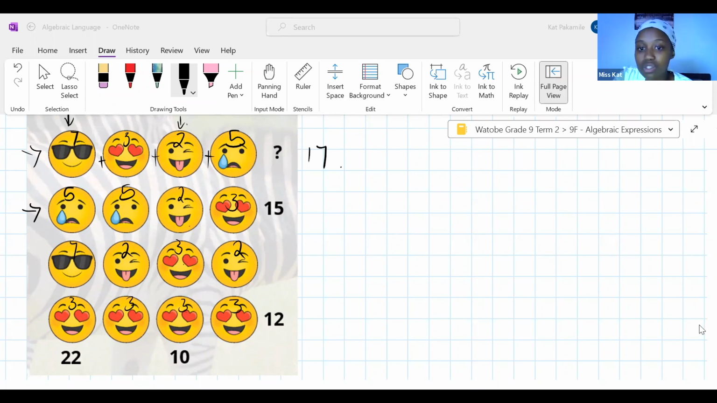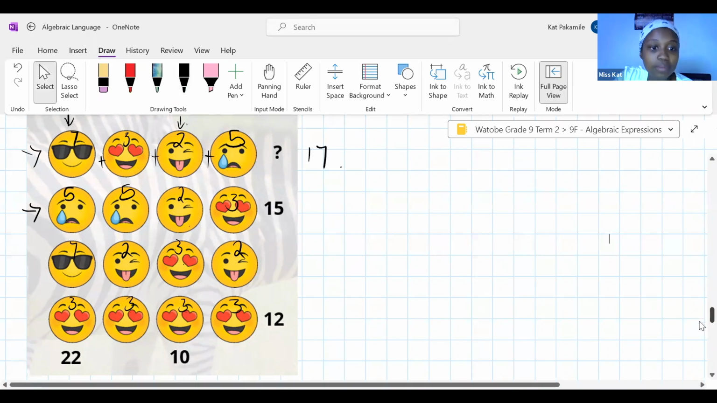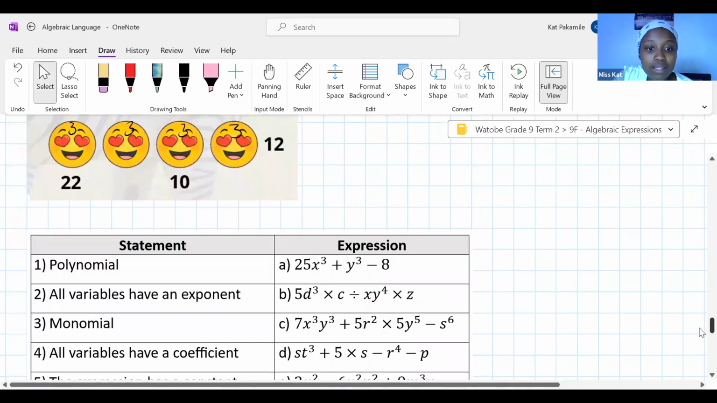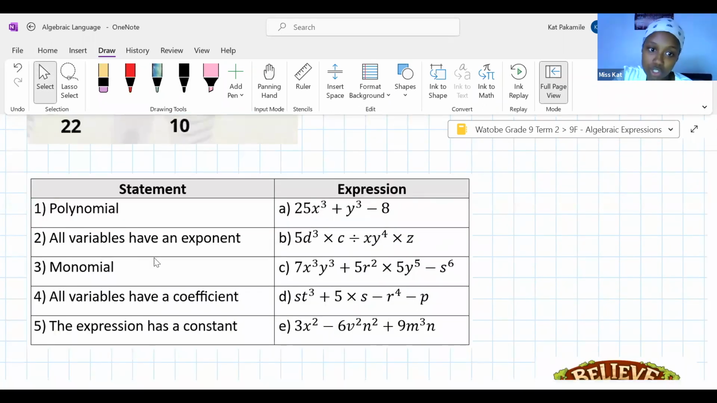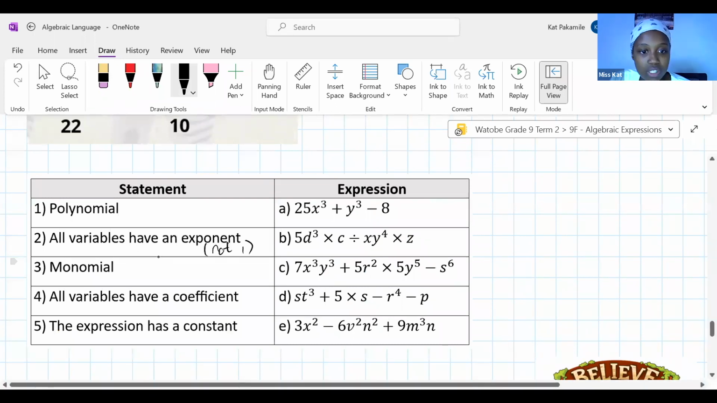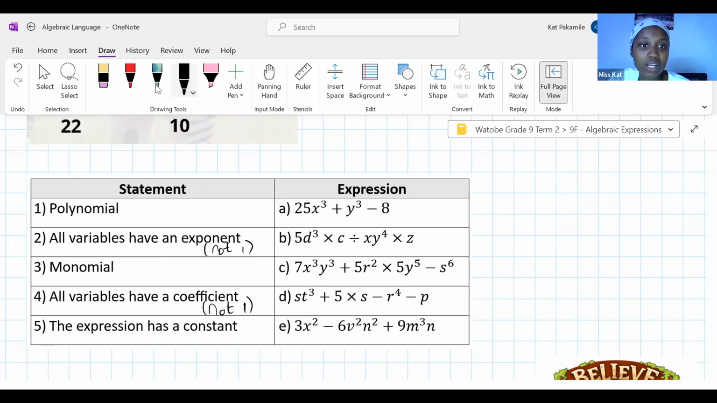See, this is related to algebra. That's why I kept it there. Okay, now let's match these. We're going to match the statement with the expression, okay? When I say all variables have an exponent, I am not saying coefficient that is not 1, because if there's nothing there, then it's a 1, right? So I'm talking about all that have a coefficient and expression that is not 1.